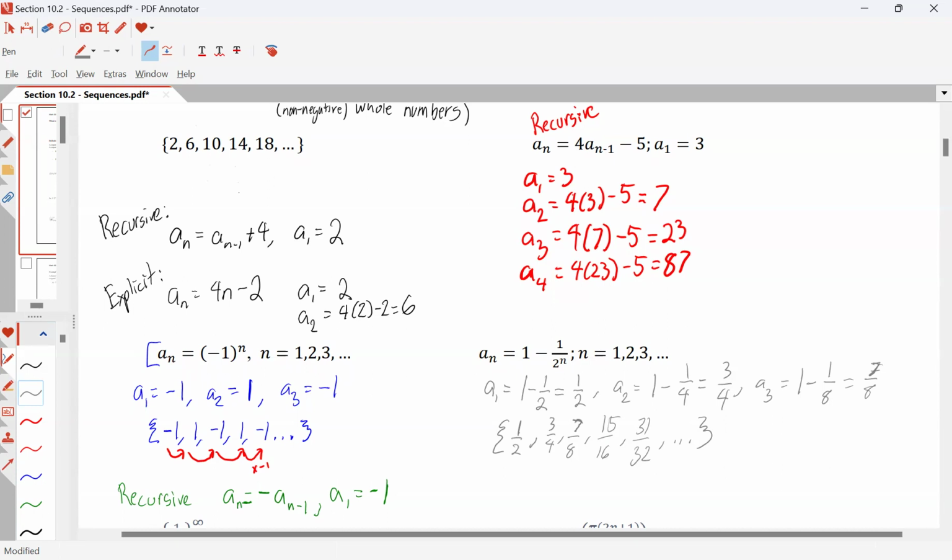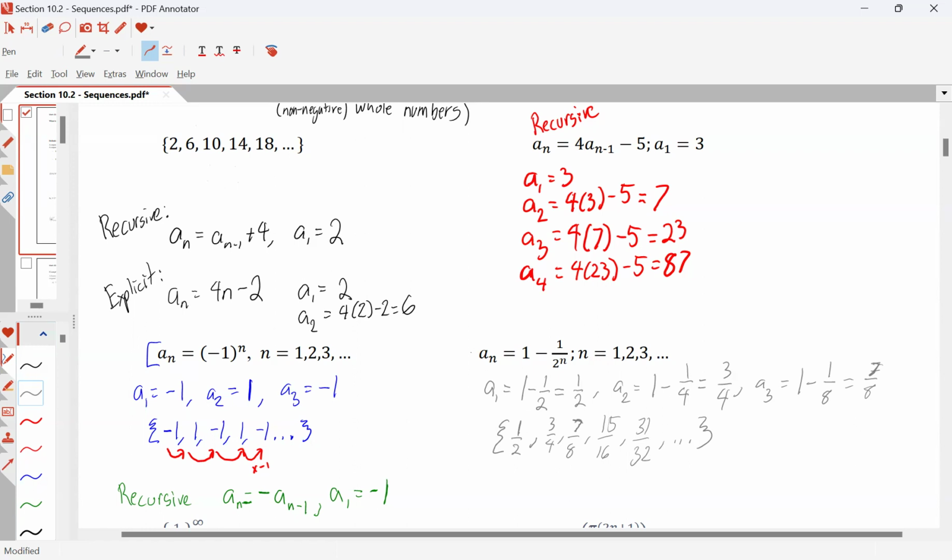So thinking about, are these getting closer to one number? The first one, no, it's not getting closer to one number. It keeps growing. Second one, same thing. No, it's not getting closer to one number. It is growing quite a bit, going from 3 to 7 to 23, then all the way to 87. The repetitive -1, 1, -1, 1, -1, 1 also is not getting closer and closer to a single number. It keeps bouncing back and forth.